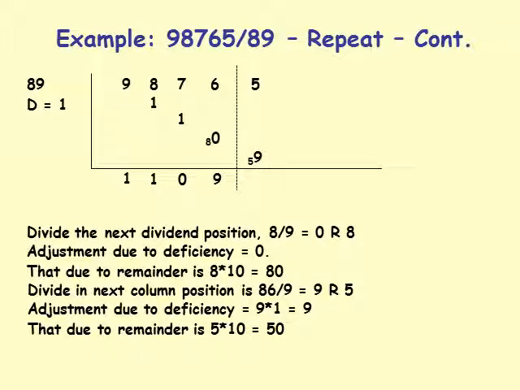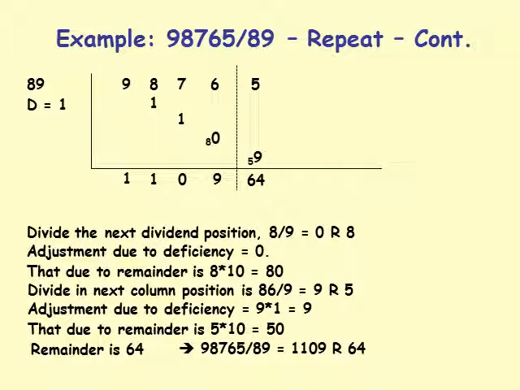Okay, let's continue. Remainder is 64. 5 plus 59 is 64. Okay? And that is less than 89. 64 is less than 89, and the fraction would be proper. So I got 98765 divided by 89 is 1109, remainder 64.